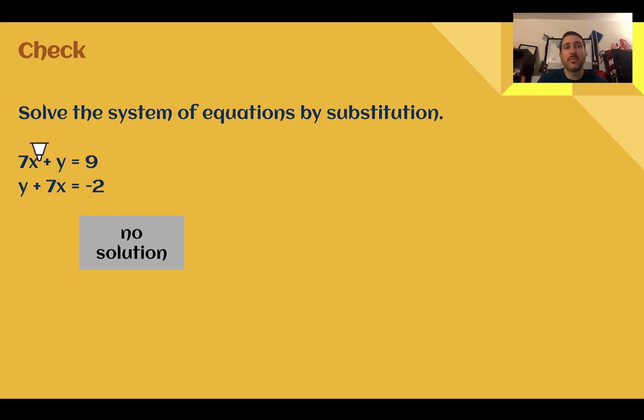In these, I see both of them have y. That's positive. If I subtract 7x, I'm going to do it from the top one. I end up with it gone off the left. So I get y is the same as 9 minus 7x. When I plug it in, I'm going to put it in down here. 9 minus 7x. That was where my y was. Plus 7x equals negative 2.